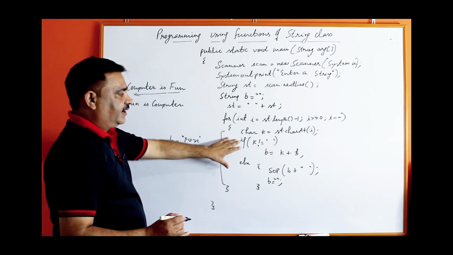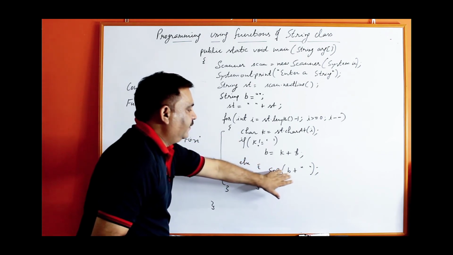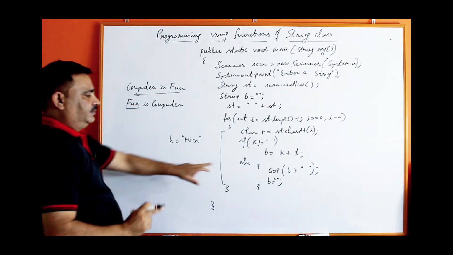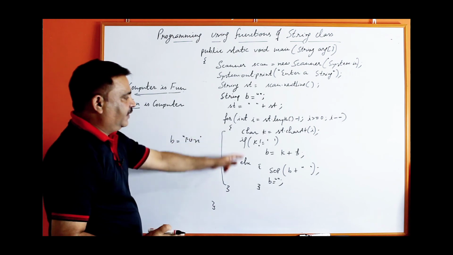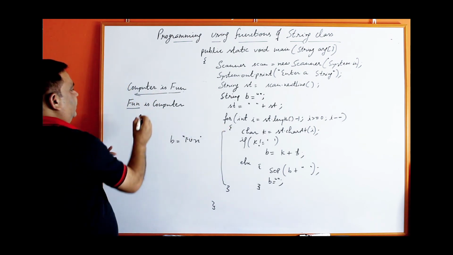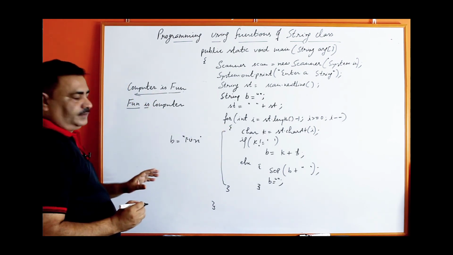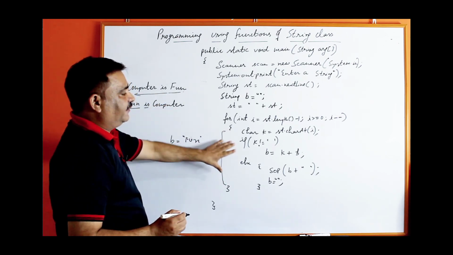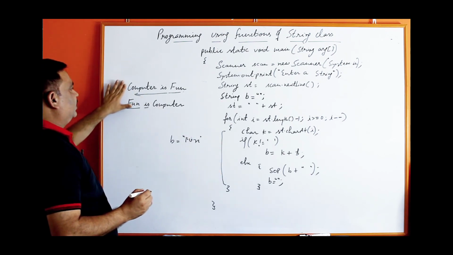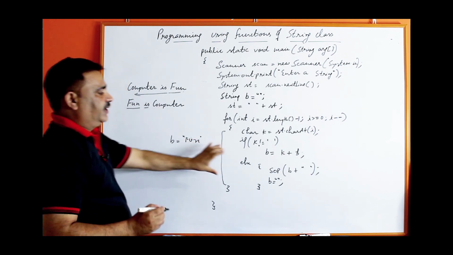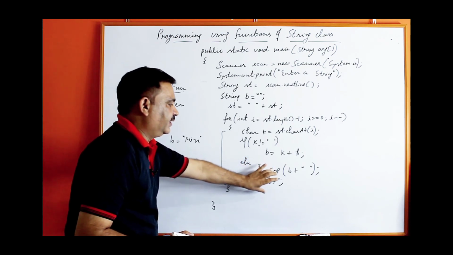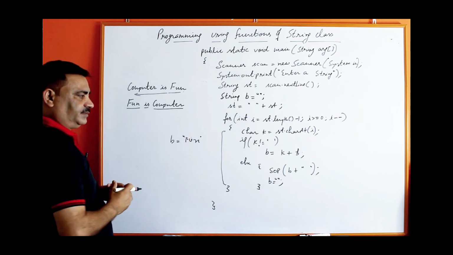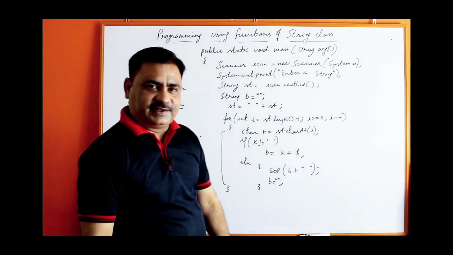When space encounters, print the word fun here with space. So, output will be fun and one space. Make it empty, same way get the next word, is will be printed. Same way next word computer will be formed, and before the word computer we already added one space, so that word also will be printed here. So, you will get the same output, fun is computer. That is all. Thank you.